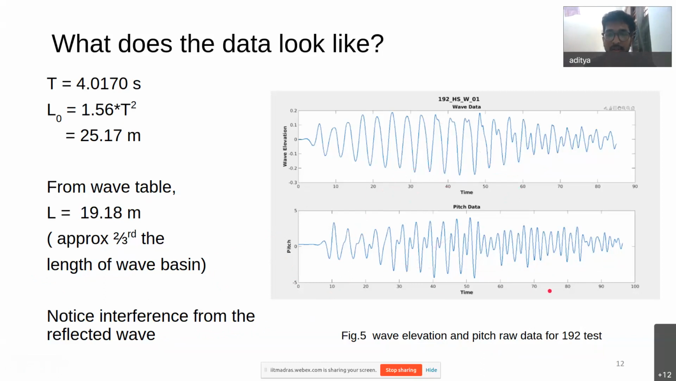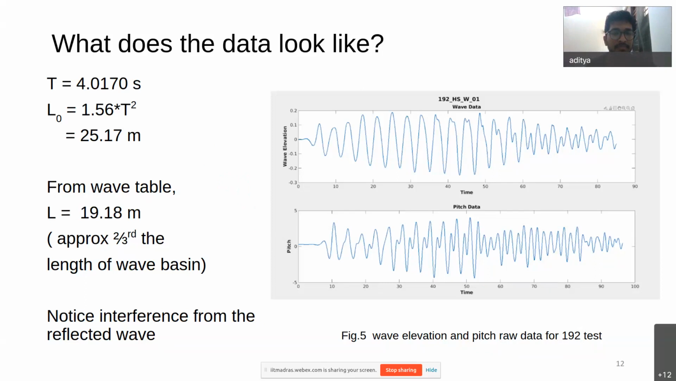Why is that the L0 that you computed, 1.56 T squared, and the one from the wave table don't match? This L naught is the deep water wavelength. So 1.56 times T squared will be the wavelength in deep water for this time period. Then we know the depth of our wave basin, which is around 3 meters. For that 3 meters, we find d by L naught, which will be some value. For the corresponding d by L naught, we find d by L from the wave table, and then we can find L. That comes to around 19.18 meters.